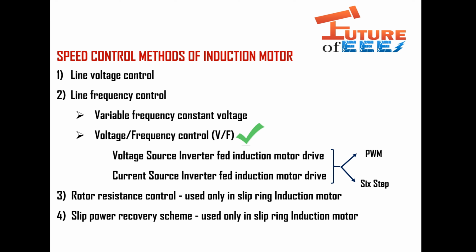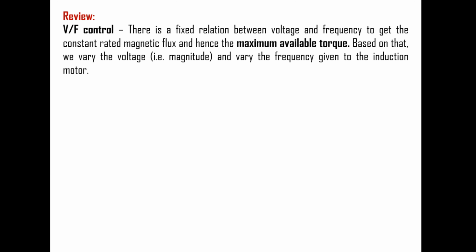In this video, let's see the implementation of I/F control using a current source inverter. Here, to vary the speed and to get the constant rated magnetic flux and hence the maximum available torque, we will vary the magnitude of current and vary the frequency. So this type of control is called I/F control in the literature.